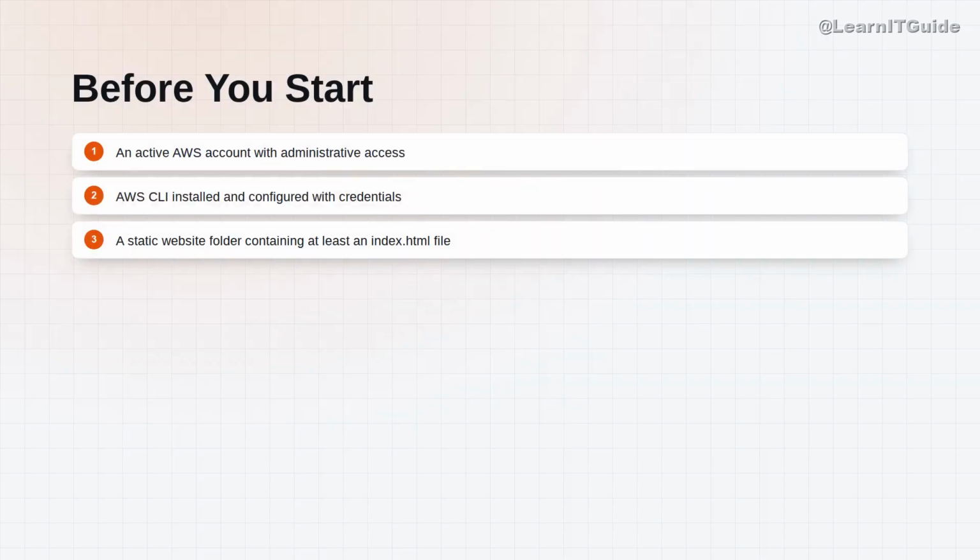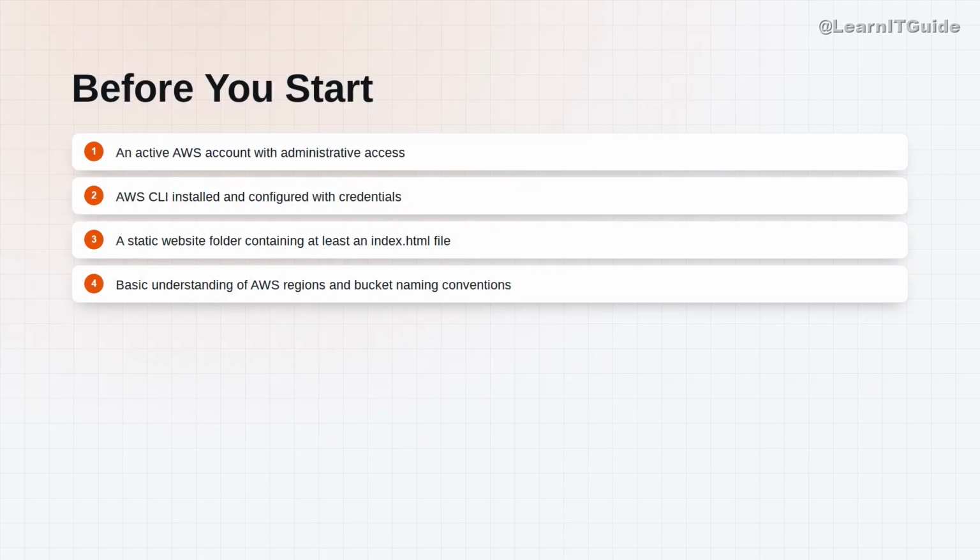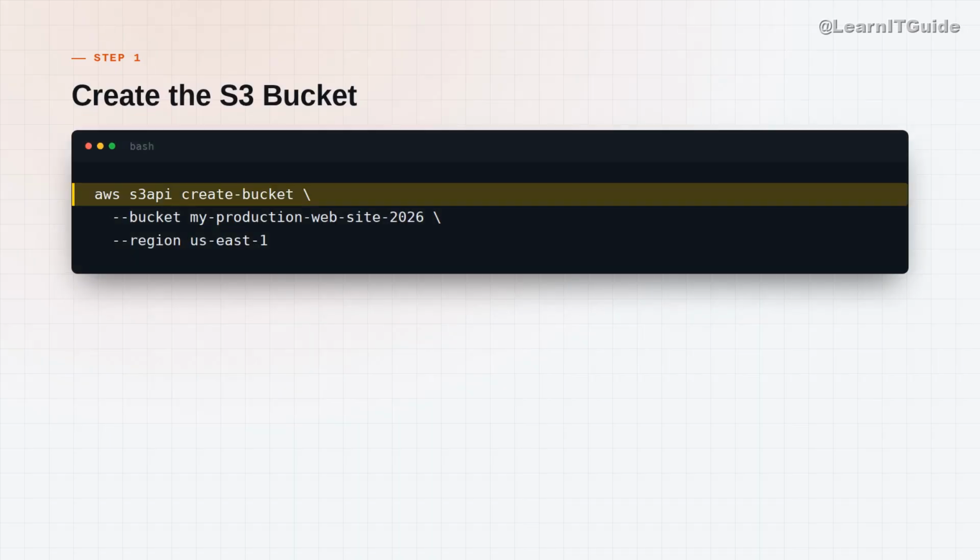Before we begin, ensure you have an active AWS account. If you are new to billing, check out our video on the AWS free tier, which is linked in the description to avoid surprise costs. You need the AWS CLI installed and configured on your machine. We will be using the command line for all operations to ensure reproducibility. Make sure you have your website files ready in a local directory. Specifically, that includes a static website folder containing at least an index.html file, and a basic understanding of AWS regions and bucket naming conventions.